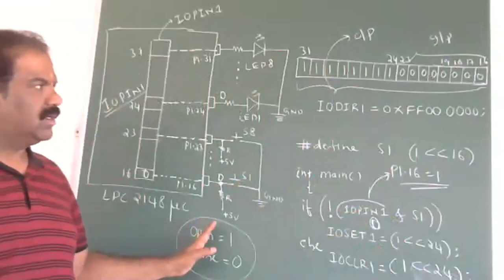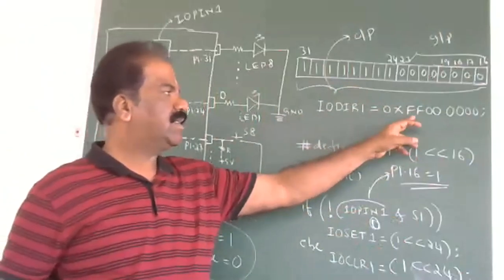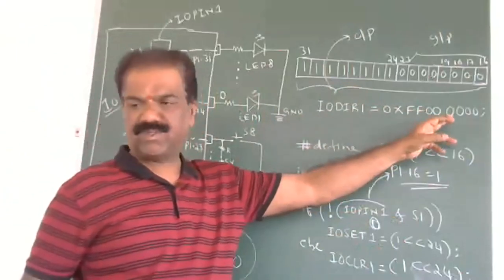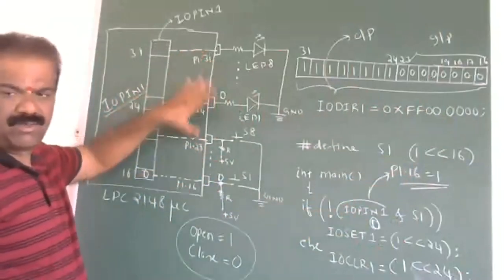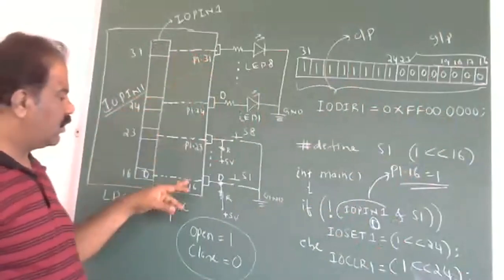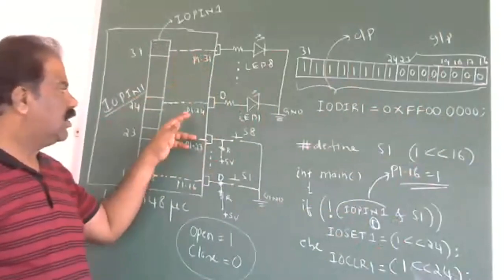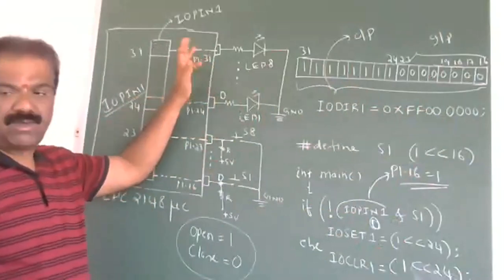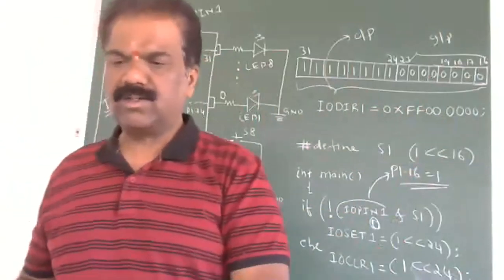Any doubts here? This is the IO direction. IO direction equal to 0xFF00. We have to configure this part as input and this part as output. We are using port 1. From port 1, we are using P1.16 to P1.23 for switches, that is input, and P1.24 to P1.31 for output. I'm going to explain the complete code.